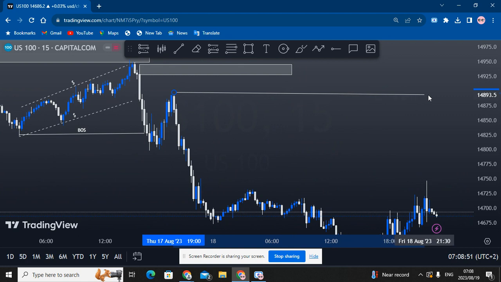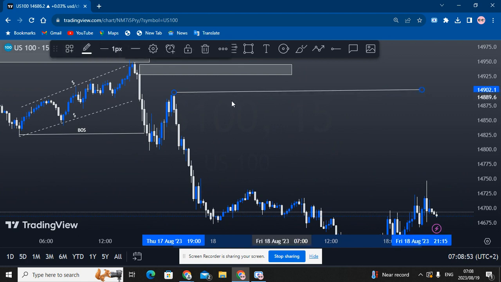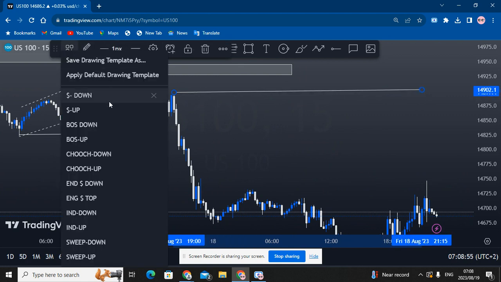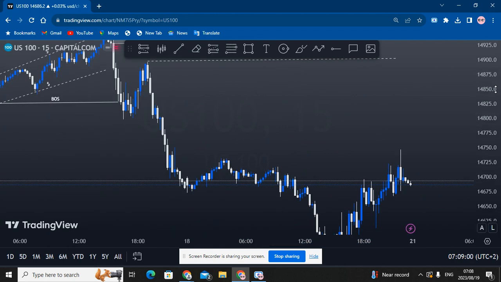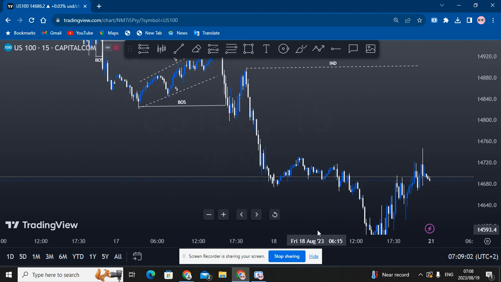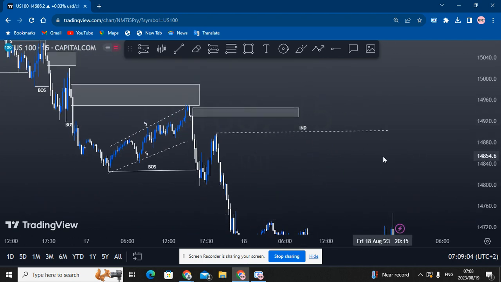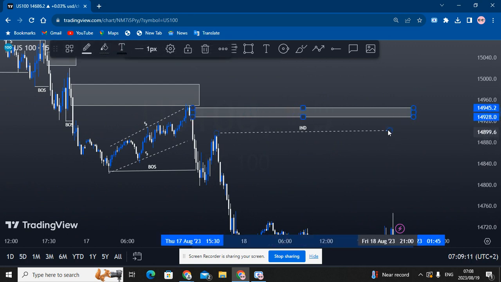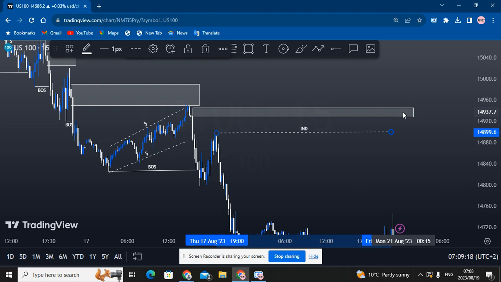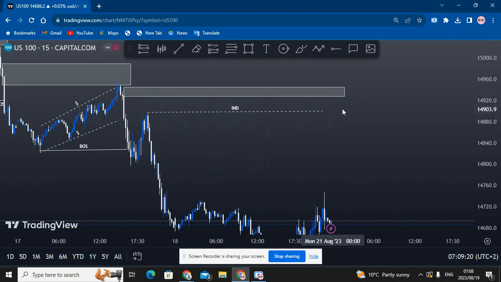I have an inducement there. Let me just write that inducement up. So currently, as you can see, the market is still playing around. It's either the market will come and take out this inducement. Now, because this inducement is close to that order block, I wouldn't be surprised if the market comes back and takes out this inducement. And while it's doing that, it touches the high probability order block. So I'll be expecting the market to sell there, right?